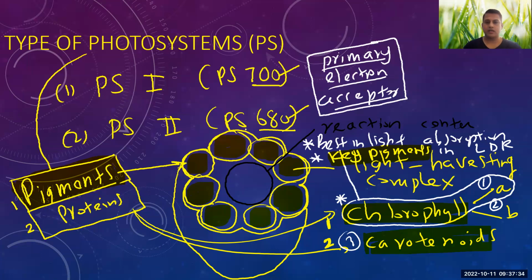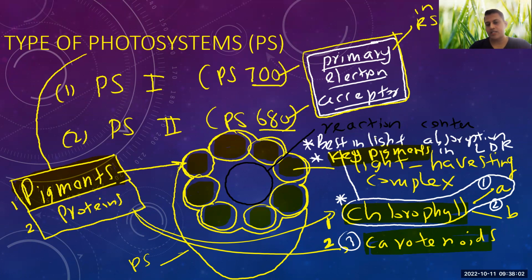So if you look at this photosystem, the pigments are distributed everywhere. None of the textbooks say this pigment is here, this pigment is here, like that. But if you look at the resource book, this word is there, primary electron acceptor. So just write that it is in the resource book. So where is this primary electron acceptor? This primary electron acceptor is in the reaction center.